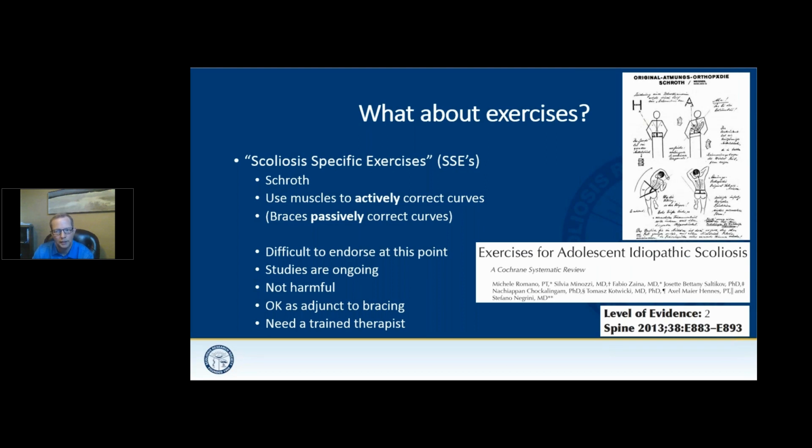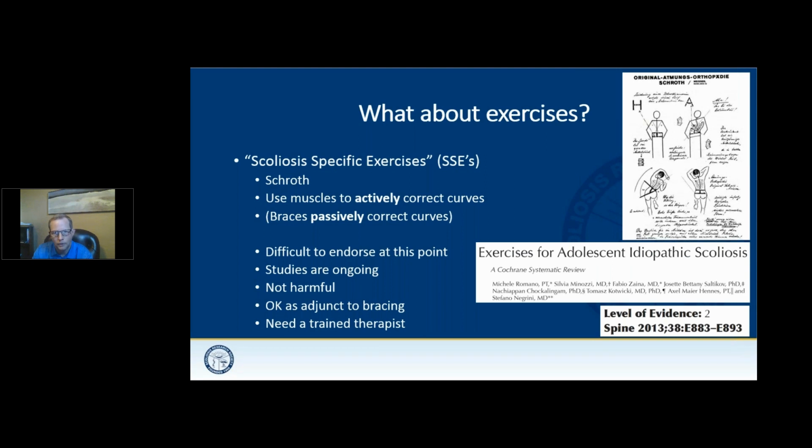So basically the exercises are you using the muscles to actively correct your scoliosis, and braces are doing it for you. So we call that passive. The brace is doing the correction for you. Now, we have hope that this is helpful. We just really don't have good evidence yet, and so the Scoliosis Research Society cannot really fully endorse it at this point. I think what we would say about it is that there are studies being done to see if exercises might be helpful treatments.